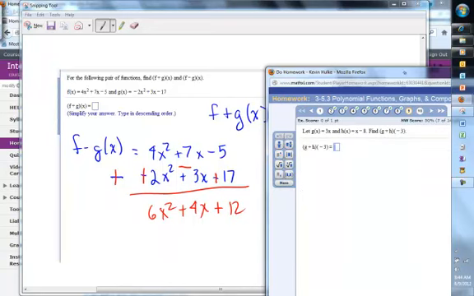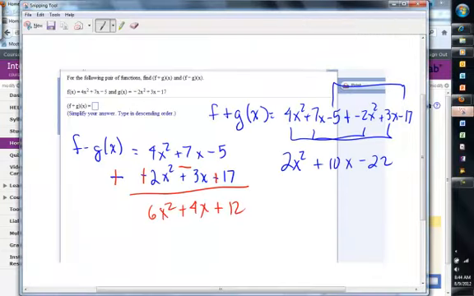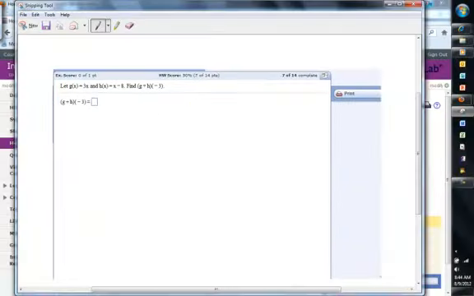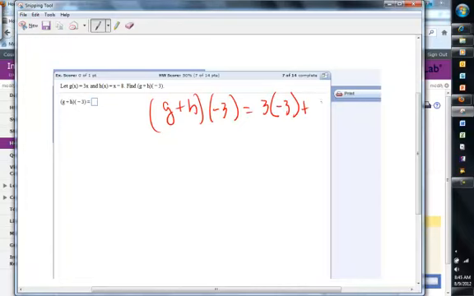Number 9. So now we're going to add these two with 3 in them. So it'll be g plus h of negative 3 is 3 times negative 3 plus negative 3 minus 8. 3 times negative 3 is negative 9, minus 3, minus 8 more is negative 20.